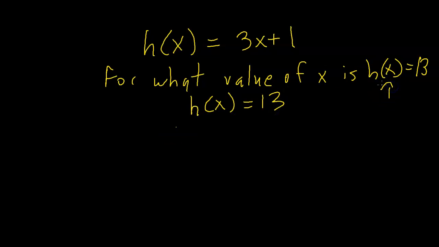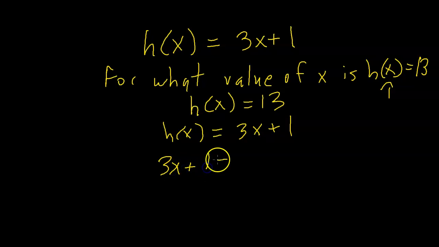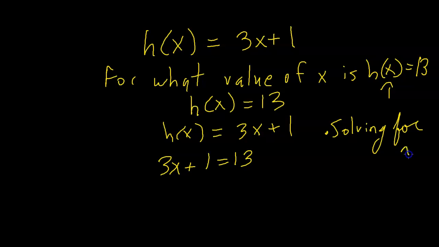For our question here, we know there's a formula for h of x in terms of x. It's 3x plus 1, right? So we know that if h of x equals 13, 3x plus 1 equals 13. Can we find a value of x that makes that true? Yes, we can by treating this as an equation, right? And solving for x. So this is a two-step equation, an old friend of ours.